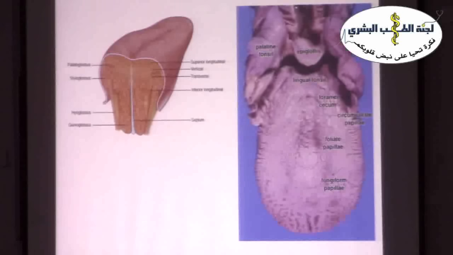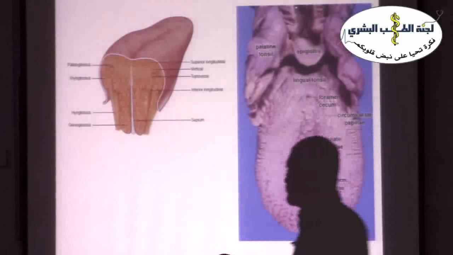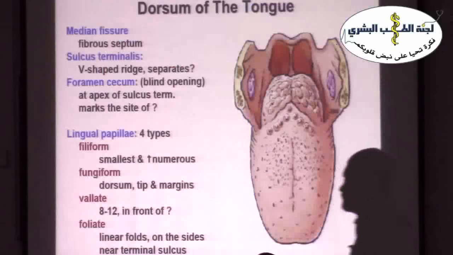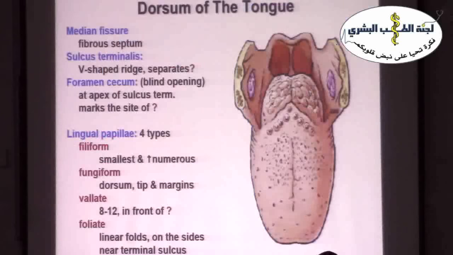Because the general nerve receptors are located in the piriform. That's why they don't have this part, okay? What you find there actually in the piriform is the general nerve receptors, okay? For touch, pressure, thermal, okay? These are why we have the lingual papillae.